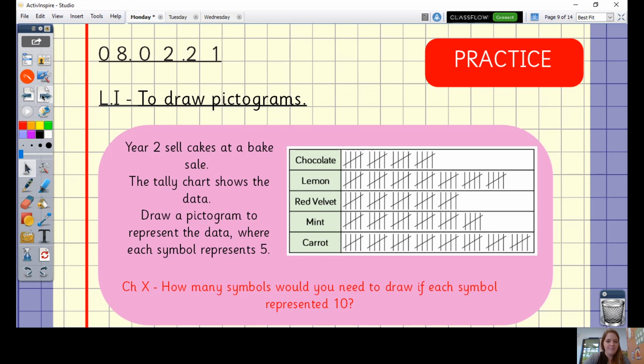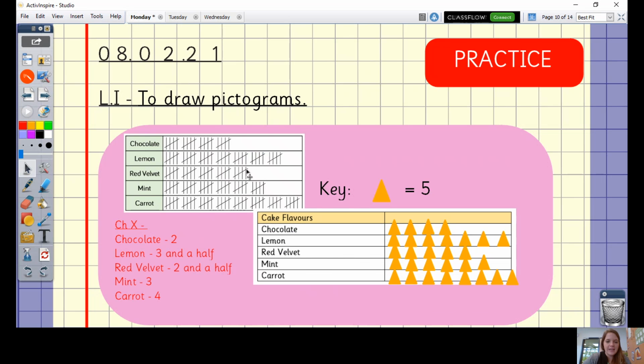Okay, so let's have a look together then. So I've got my tally chart here and I've created a pictogram. So I have my cake flavours and all of those flavours down the side. And then I've chosen a triangle to represent my cakes. So for chocolate, I know there are 4 groups of 5. So I have my 4 triangles.